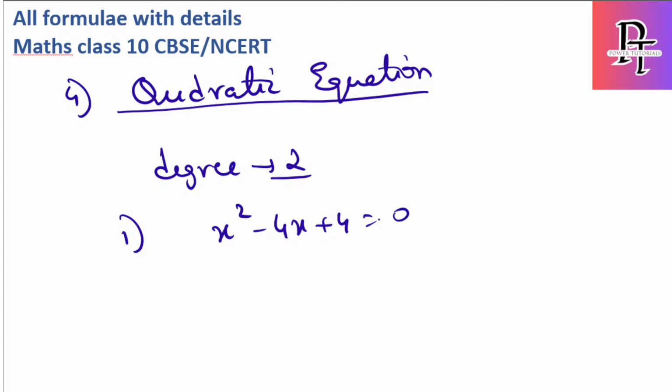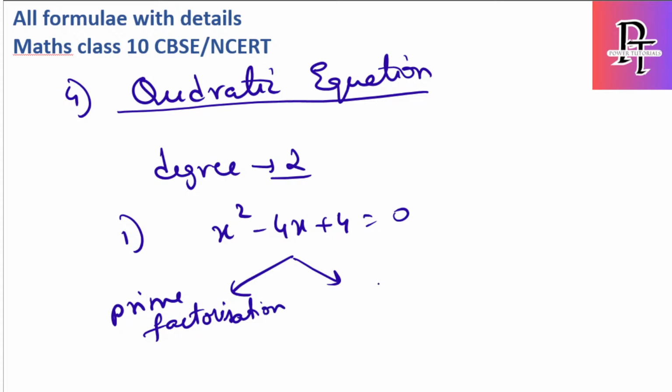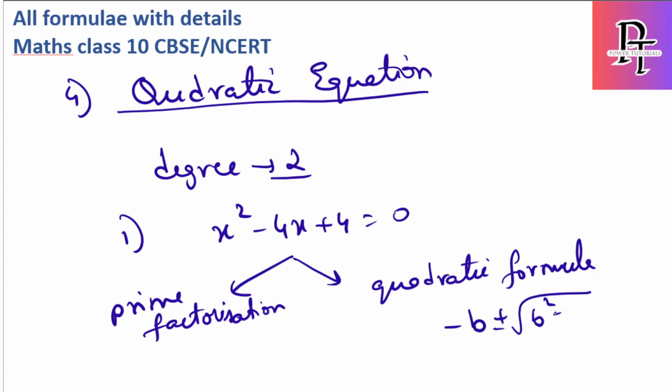Okay, so for the quadratic equation chapter, we have two methods to solve this equation. First method is, we can either solve using prime factorization method, or you can solve using quadratic formula. Okay, I am going to cover both methods now. For the quadratic formula, the method is minus b plus or minus root of b square minus 4ac by 2a. Prime factorization method, I will help you to solve it. Okay, for this question we will solve in both ways.